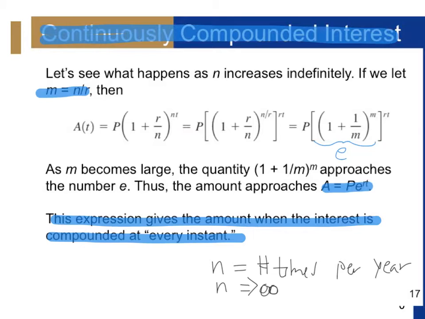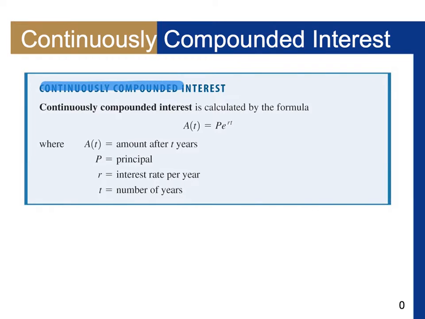And this expression gives the amount when the interest is compounded at every instant. In other words, you're constantly compounding interest. Not something you're physically doing, but if you do that, it's actually going to level off to that e. For continuously compounded interest, we use this formula: A of t is p e to the rt. You can think PERT is an easy way to remember that: p e r t.